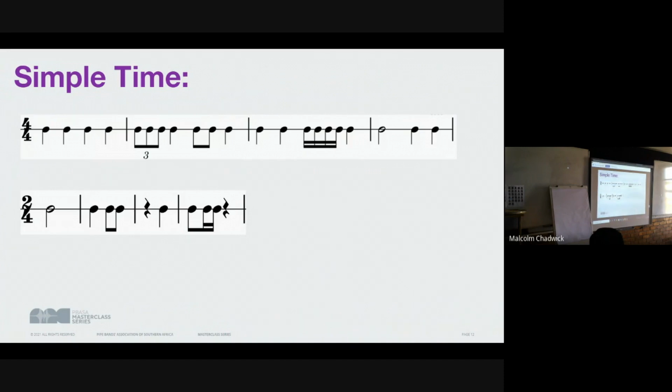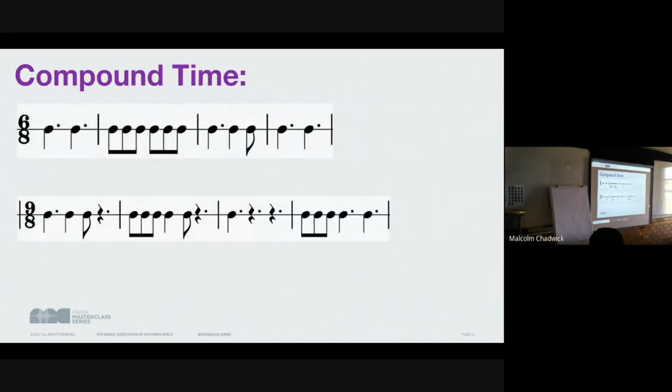And then in compound time, here again, like I was saying earlier, when it comes to compound time and how the notes are grouped, you can see here in 6/8, the quavers are grouped in threes. So in the first bar, you have a dotted crotchet, which is 3 quavers, and then in bar 2, you have 6 quavers, but they are grouped in threes. So that's what I was talking about earlier.